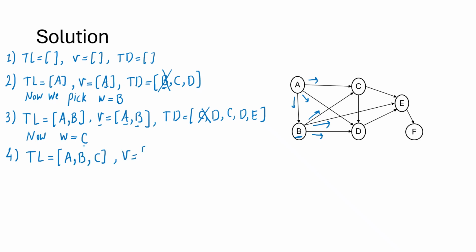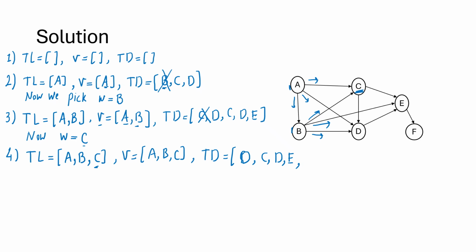The set of vertices that I've visited so far is the same, A, B, C, and my to-do list now has D, C, D, E, and note that we are currently at C. So let me move this to C. We are here now. First we were at A, from there we went to B, now we are at C.